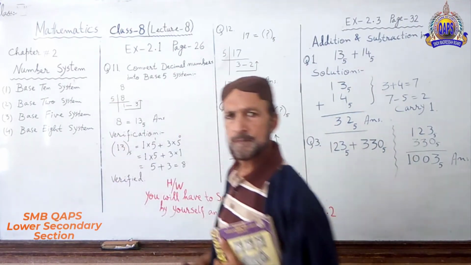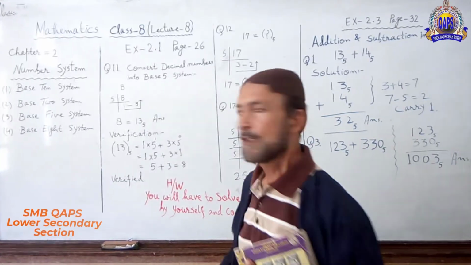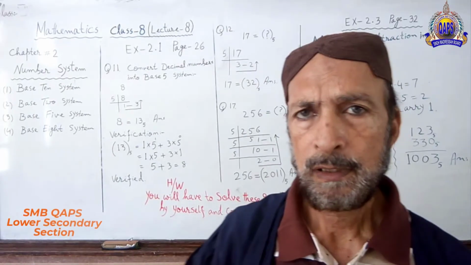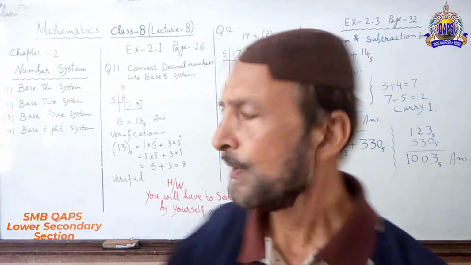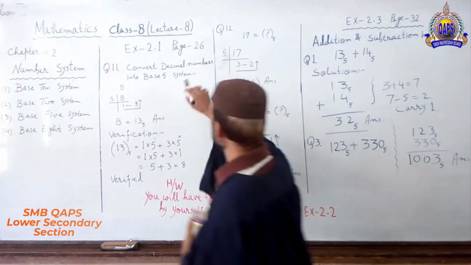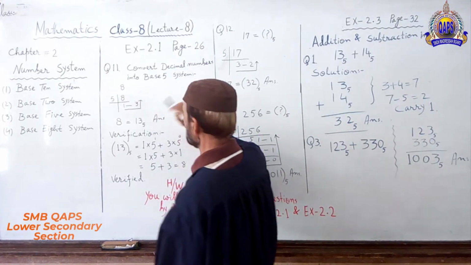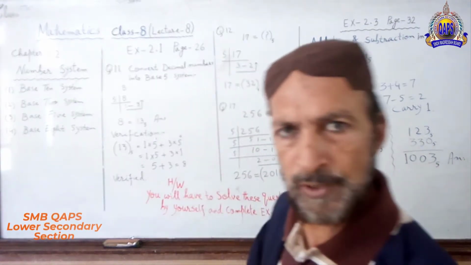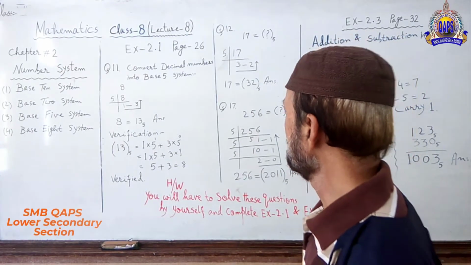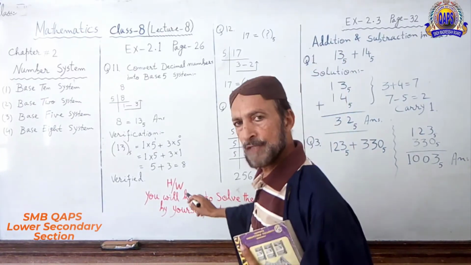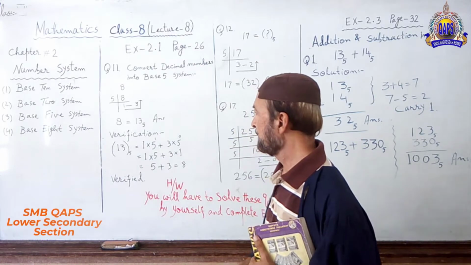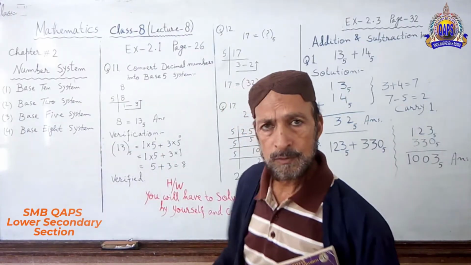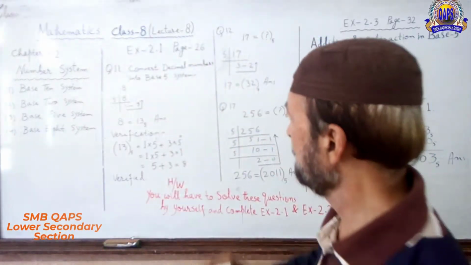Question 11. We have already done question 10. That's finished. Convert decimal number into base 5 system. You have done that, and I gave you homework. You see? You have already done that.